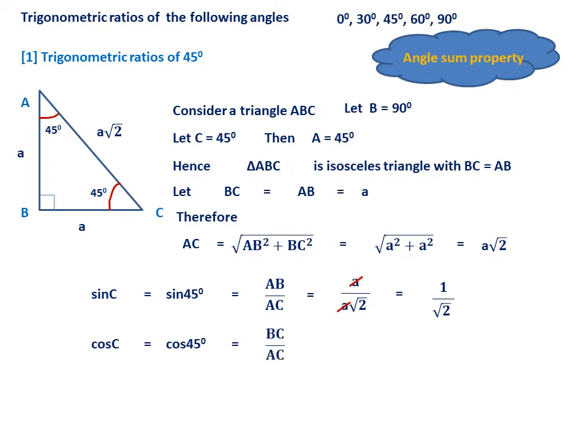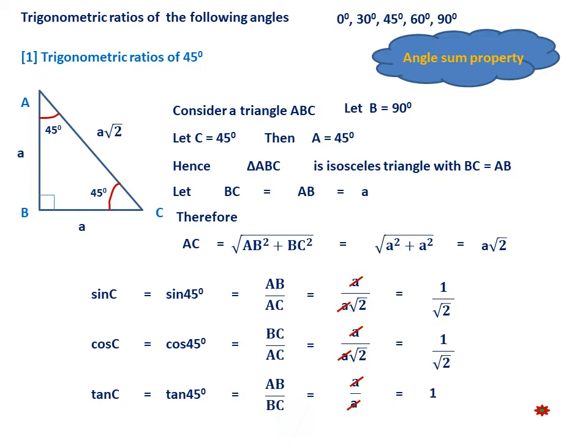Similarly, cos C will be equal to cos 45 degree, that is equal to BC by AC. Once again a by a root 2, that is also 1 by root 2. Therefore, sin 45 degree and cos 45 degree are equal. Next, tan C equal to tan 45 degree. That will be equal to the opposite side AB divided by the adjacent side BC, but both are equal. You can see it is a by a, so it is 1. Thus, we have seen sin 45 degree, cos 45 degree, tan 45 degree.